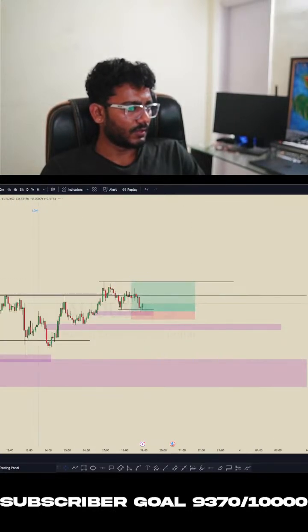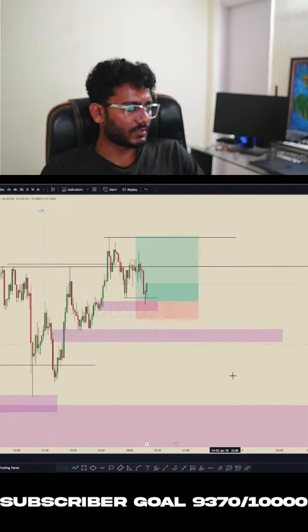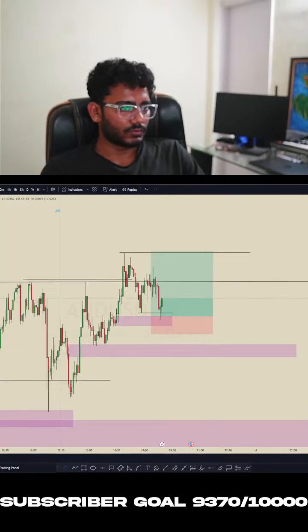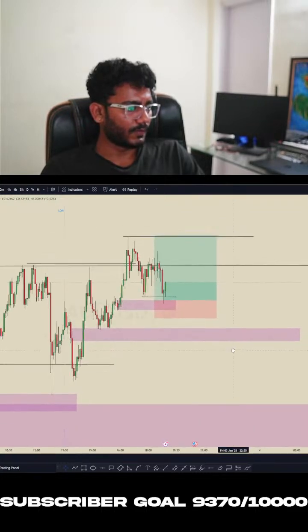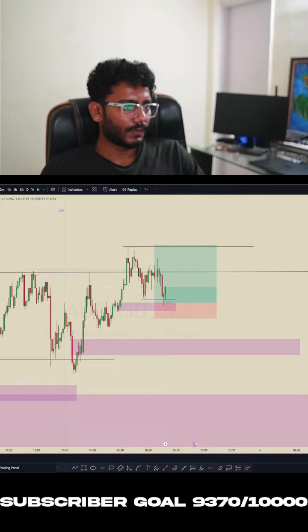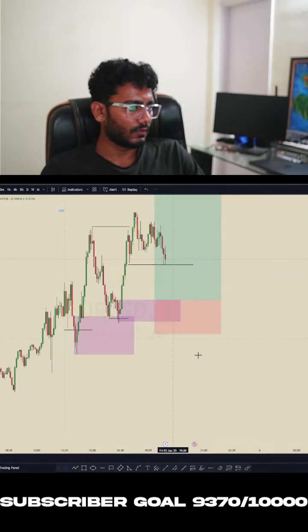On AUDUSD, price has tapped our order block and now it started to go to the upside. So wait, we are also looking for a buy side entry on EURUSD. If this fails, we have another order block, which is this one on AUDUSD. So on AUDUSD, this one, and on EURUSD, this one.